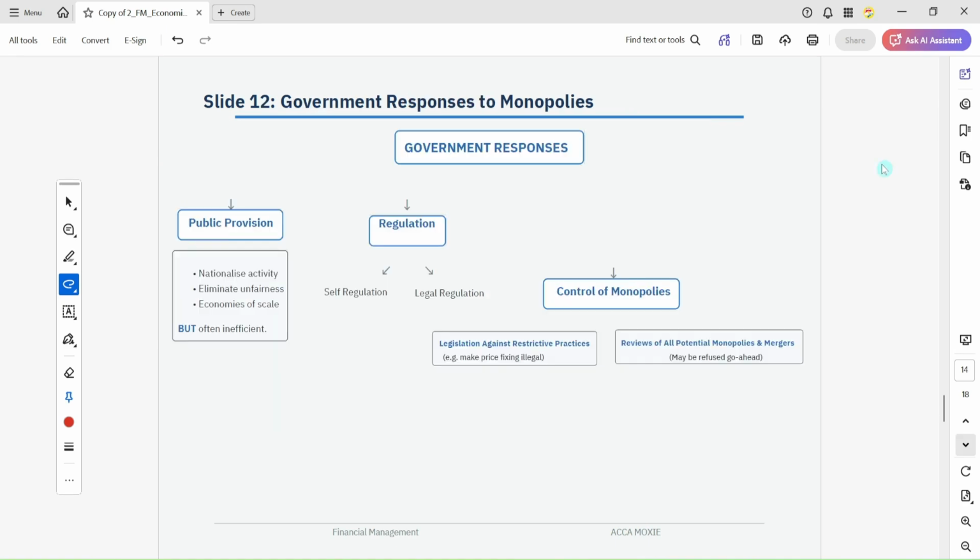Government response to monopolies. In order to control the monopoly situation, the government will take some actions that will eliminate the monopoly situation in the market. There are three decisions that the government will take here: the public provision, next is regulation, and the control. In the public provision, what does the government do?